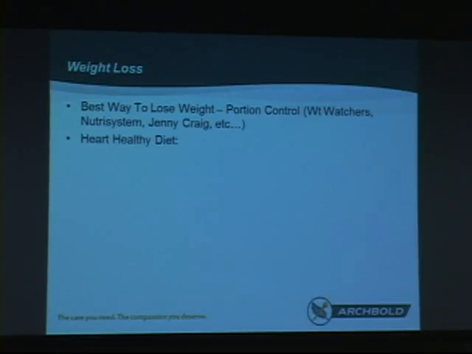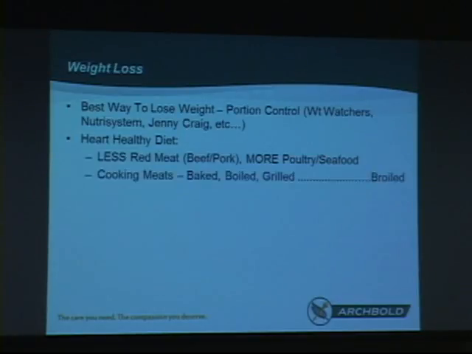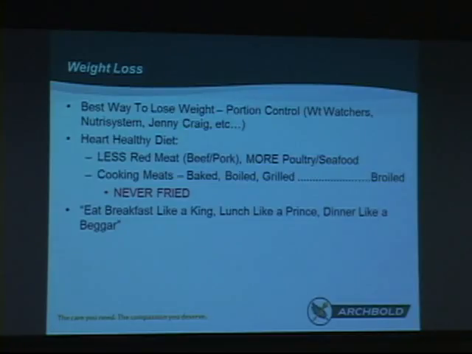The other thing you need to do is a heart healthy diet. What does a heart healthy diet consist of? Less red meat. That includes both beef and pork. Everyone asks me that question. Pork is considered red meat? Yes, it is. More poultry and seafood. This is how you cook meats: baked, boiled, and grilled. Occasionally broiled. Never fried.